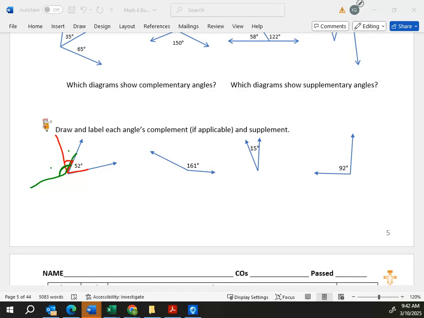All right, go ahead and get to work. When you are finished, work on Khan Academy, work on math packet number 9.